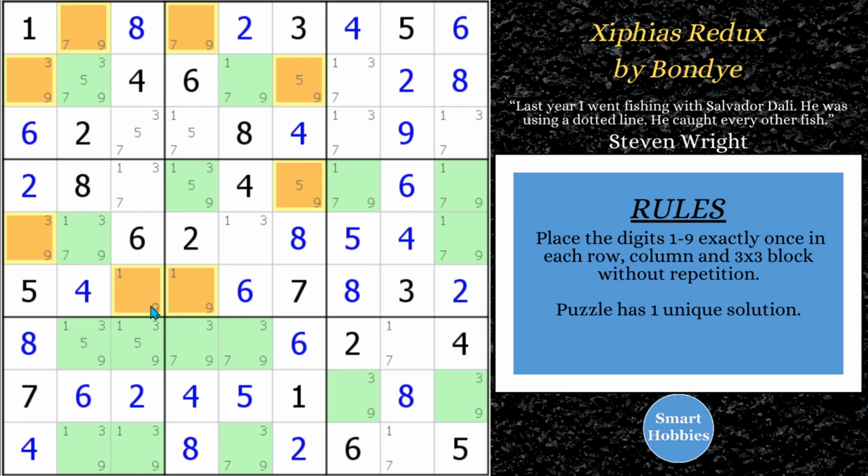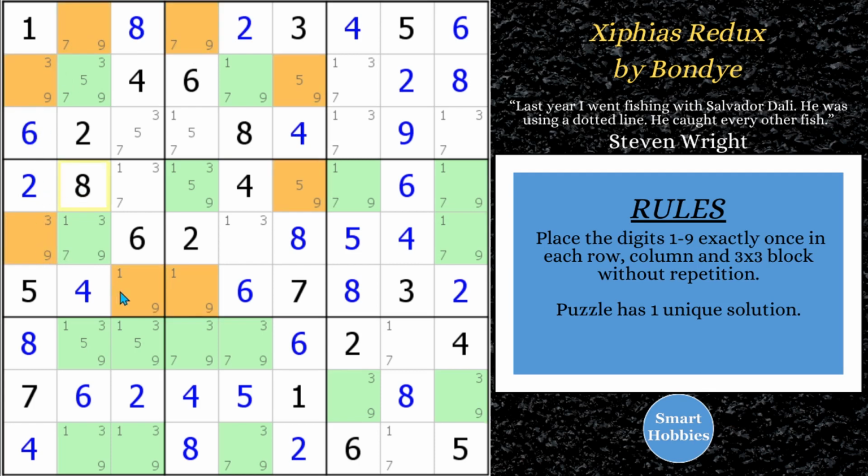What it means is either a 9 is here or it's here. If the 9's not here, it has to be there. If it's a 9 here, then here in this block, here in this column, here in this block, here in this row, here in this block. And so it has to be in one of those two spots.